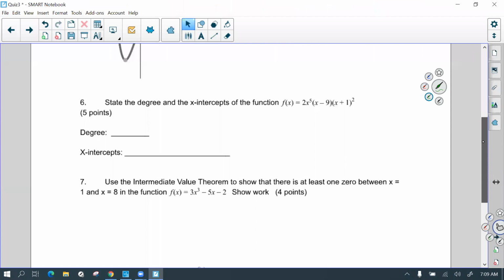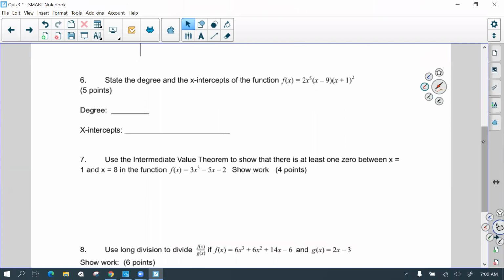All right, number 6. Who doesn't like green? State the degree.